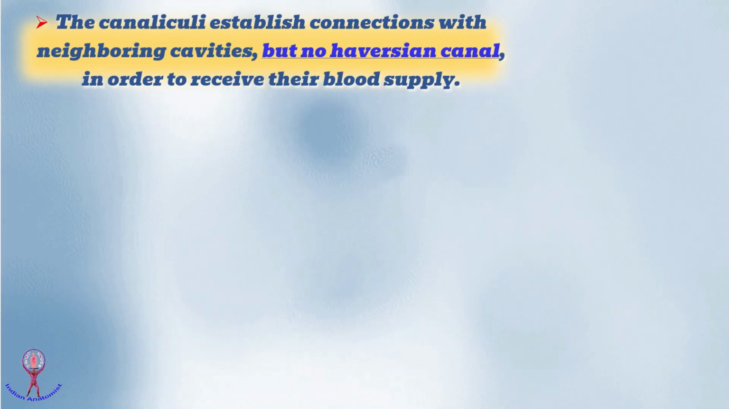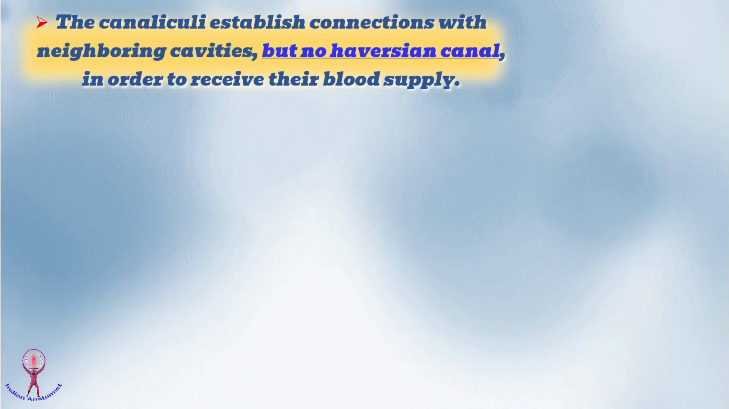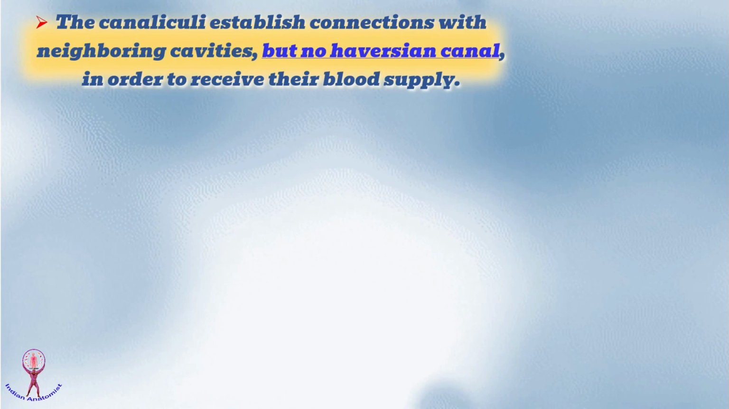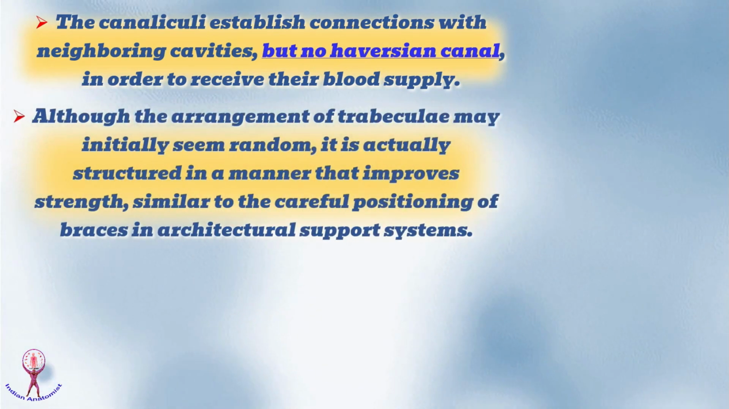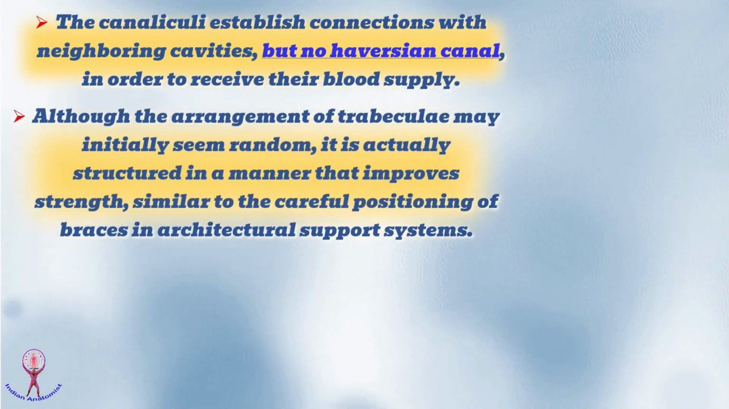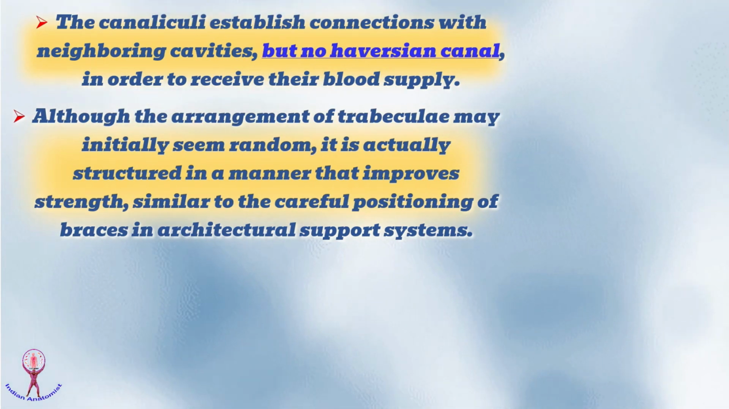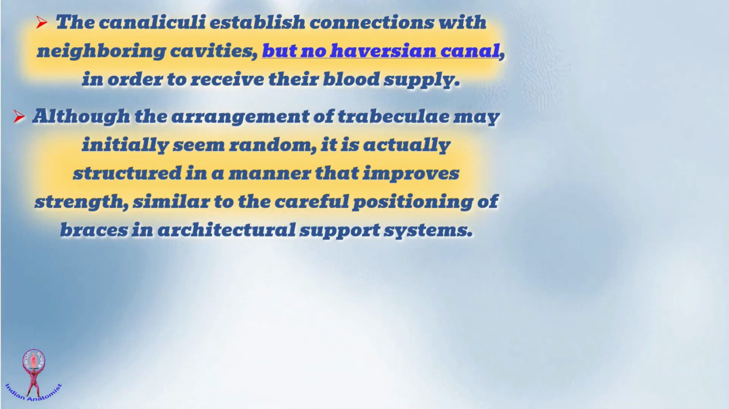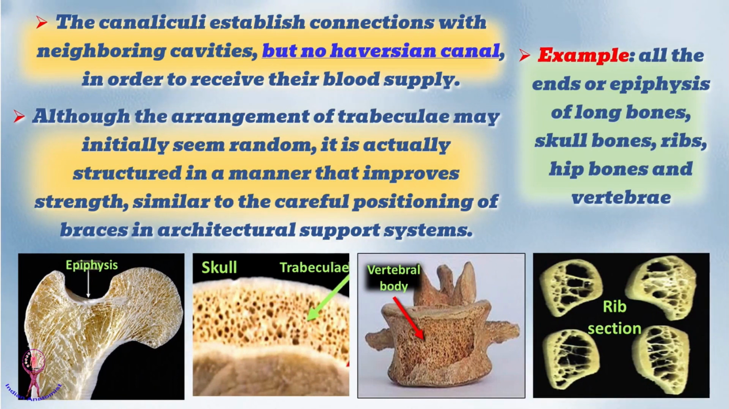The canaliculi in spongy bone establish connections with neighboring cavities in order to receive their blood supply. There is no Haversian canal, unlike compact bone. Although the arrangement of trabeculae may initially seem random, it is actually structured in a manner that improves strength, similar to the careful positioning of braces in architectural support systems. Examples are all the ends, or epiphysis, of long bones, skull bones, ribs, hip bones and vertebrae.